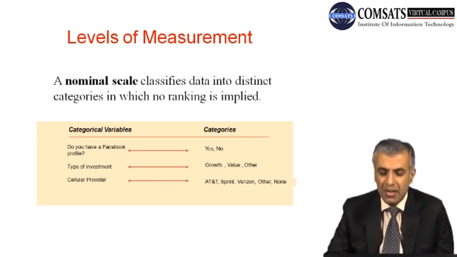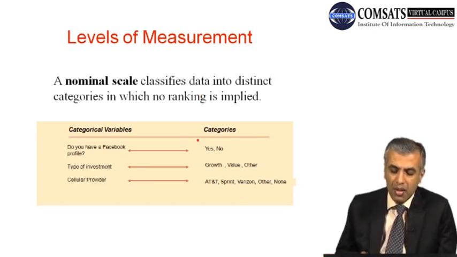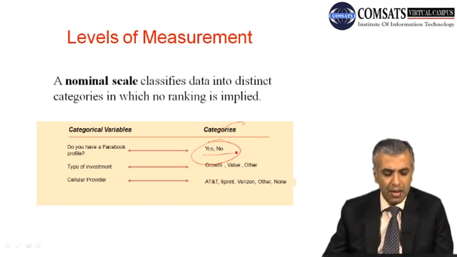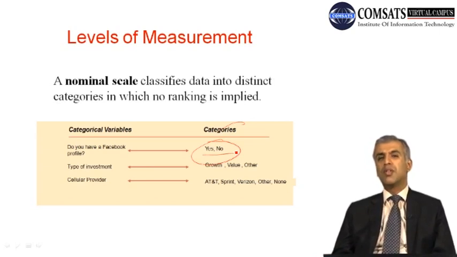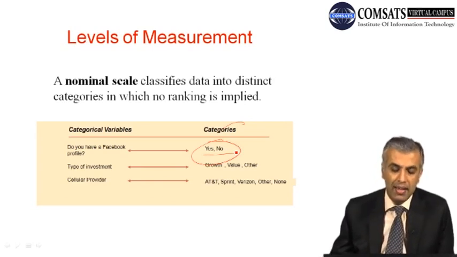So in the nominal scale, we are dealing with distinct categories, in which there is no ranking at all. For example, we can ask, do you have a Facebook account? We answer with yes or no, and between these two categories there is no ranking involved. Both categories are of equal importance. Likewise, other variables are related to type of investment, which comprises growth, value or other, and again all these options carry equal weight. There is no ranking or weightage based on which we can term one option higher than the other. So in the nominal scale, we are dealing with distinct categories.